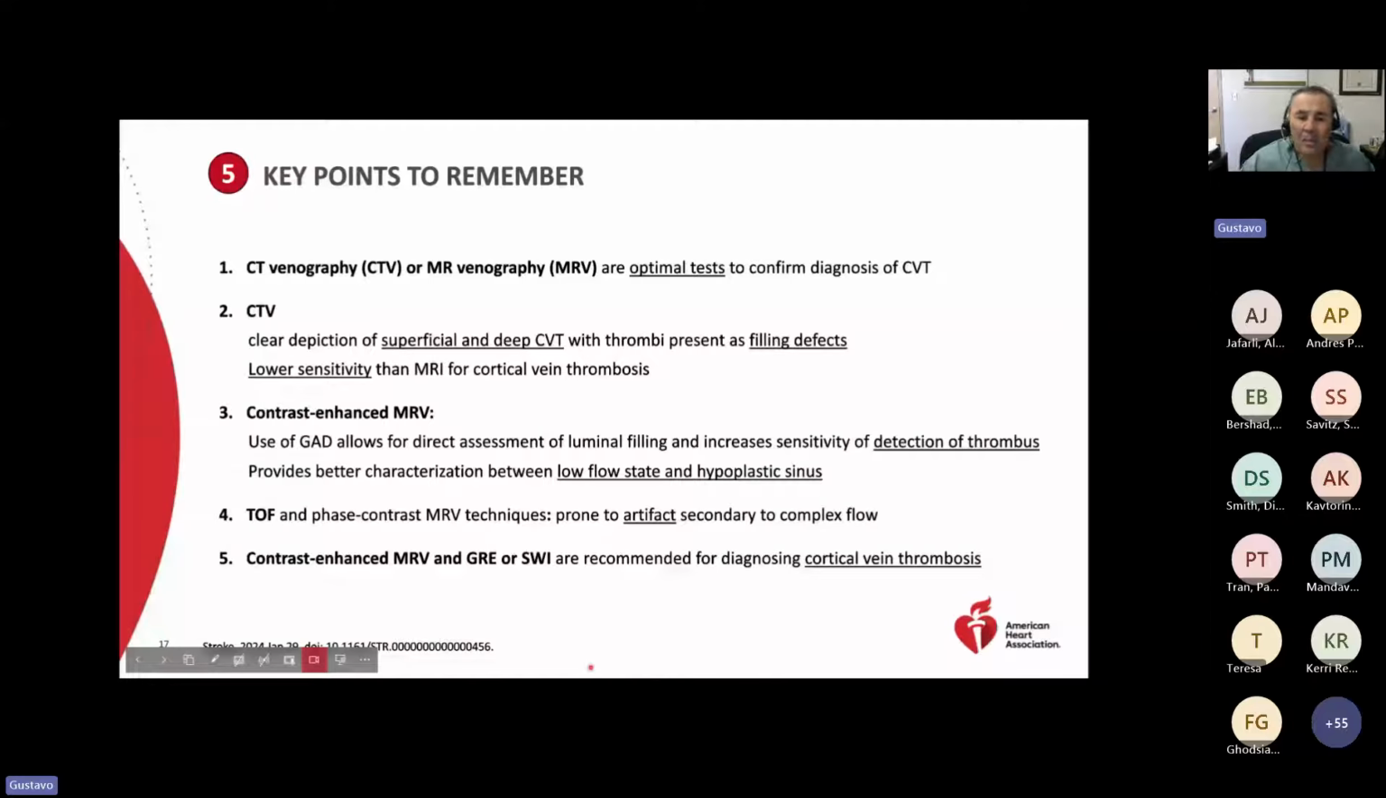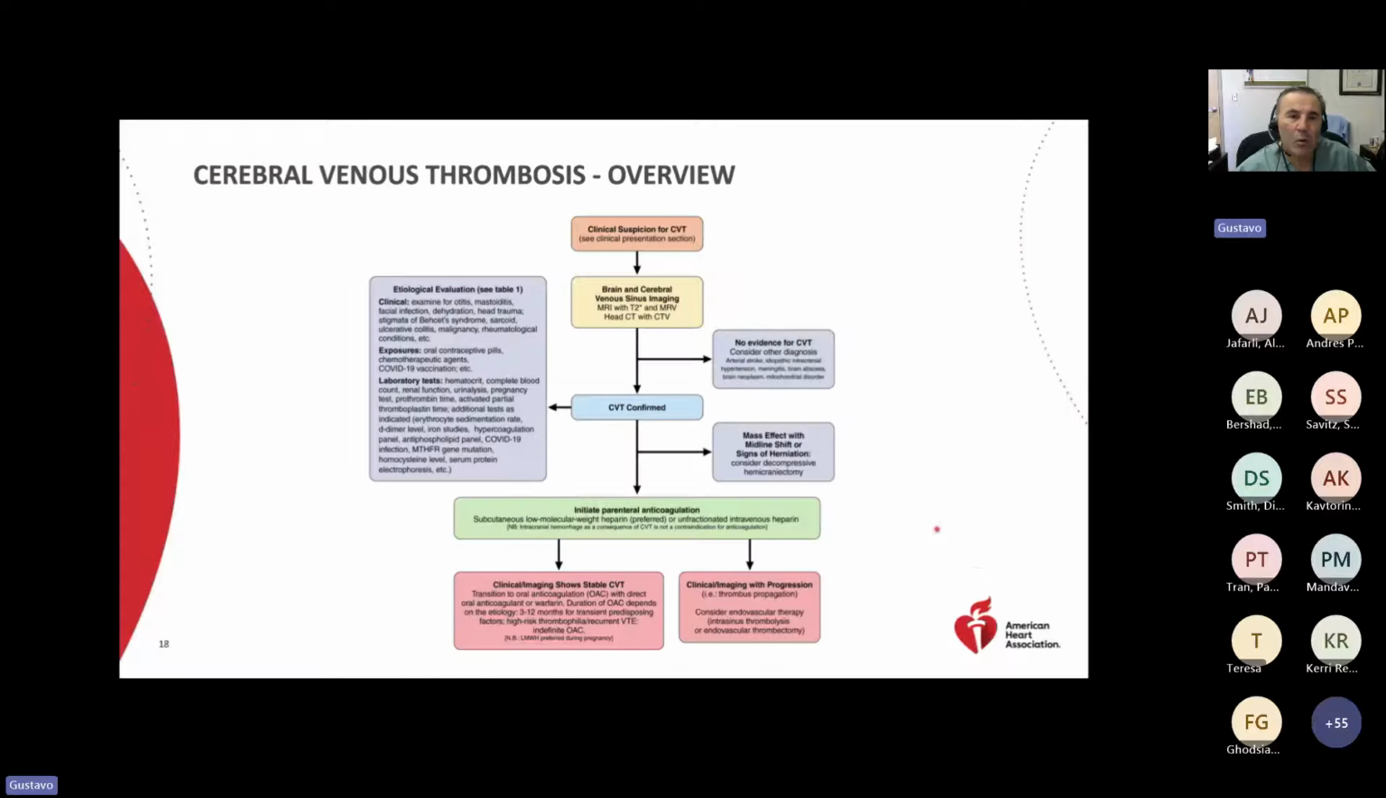And remember, some specific techniques, contrast enhanced MRV, gradient echo, or SWI may help to identify cortical venous thrombosis, or with the SWI some smaller hemorrhages. This is the algorithm that we proposed initially in the American Heart Association guidelines in 2011, and then with some minor modifications it has been updated more recently in the publication from February this year.